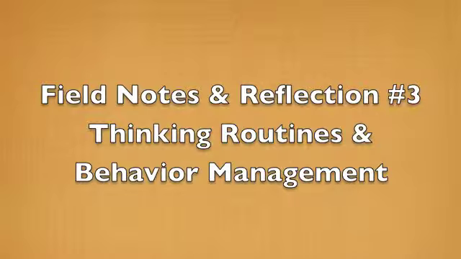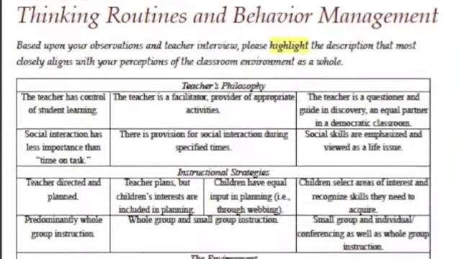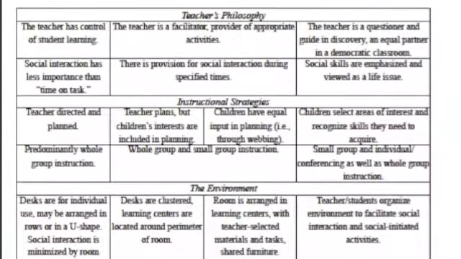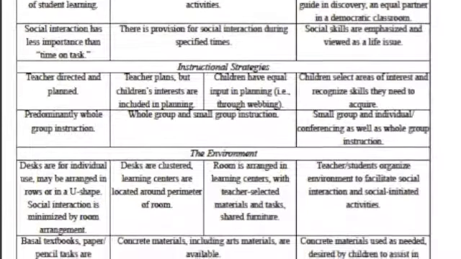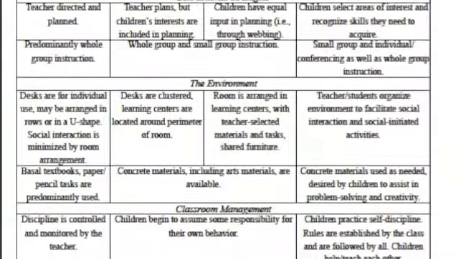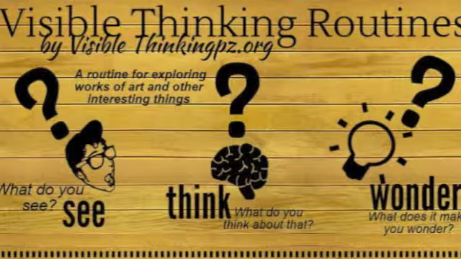The third and final field assignment is a holistic reflection of one's observations over the course of the semester. First, students will make generalizations about the classroom environment using an instructor-provided protocol. This exercise will help the student to assess the teacher's philosophy, use of instructional strategies, the learning environment, and classroom management. Afterwards, students will write a 2 to 3 page reflection.